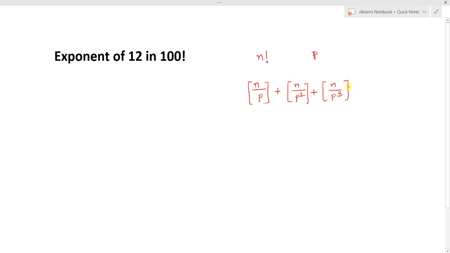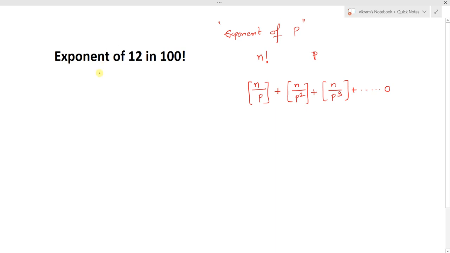and we need to find this up to where we get the result as 0. The greatest integer value has to be obtained as 0. This is the concept to find the power, otherwise the exponent, of a prime number p in a given n factorial.